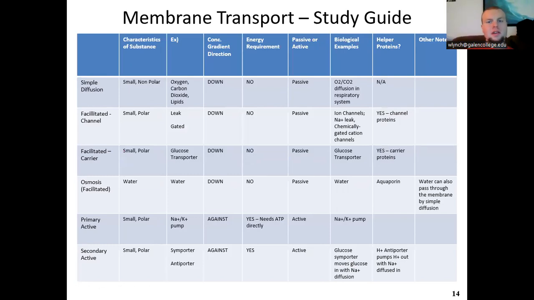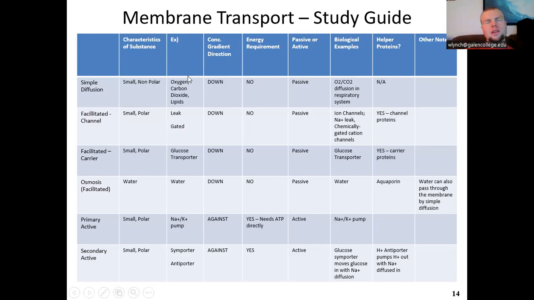So here we have the chart that I initially posted for these processes. Now it is all filled in. So for our simple diffusion mechanism, these are going to be small nonpolar substances. Our examples are biological molecules. Gases are usually easy. Oxygen, carbon, hydrogen, things like that.